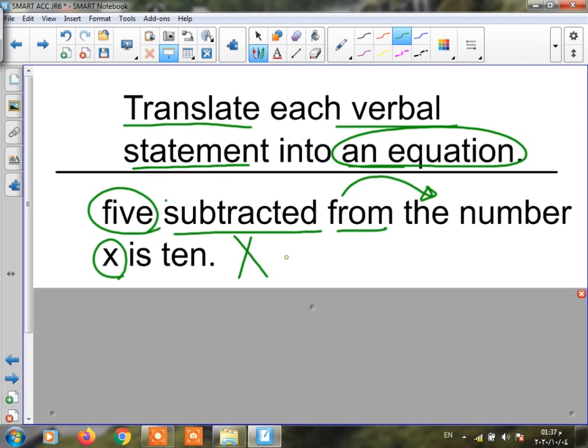Subtracted from what? From 5. Is 10. What is the meaning of is? It will be equal to 10. This is my solution. So I convert this statement to an equation, meaning x minus 5 equals 10. That means the number 5 is subtracted from the number x, and the result will be 10.